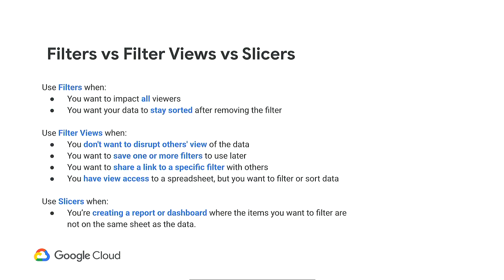So that was a lot. Let's recap that. 3 different kind of filtering paradigms, right? Filters are really powerful working collaboratively when you want all viewers to see filters that have been applied. Filter views are great when you don't want to disrupt what others are up to in your sheet. They're also, I didn't mention this before, really powerful when you only have view access.